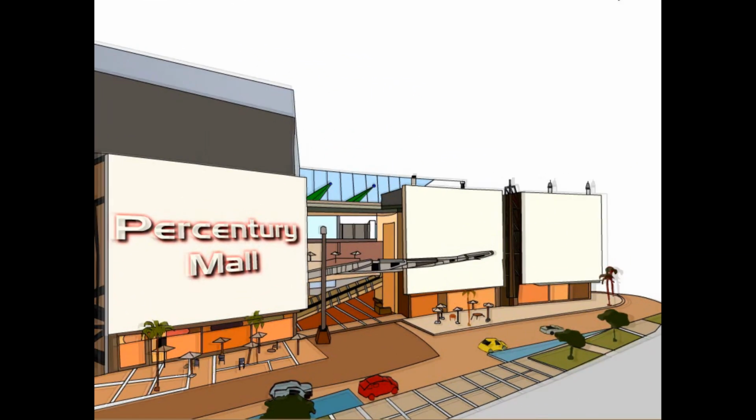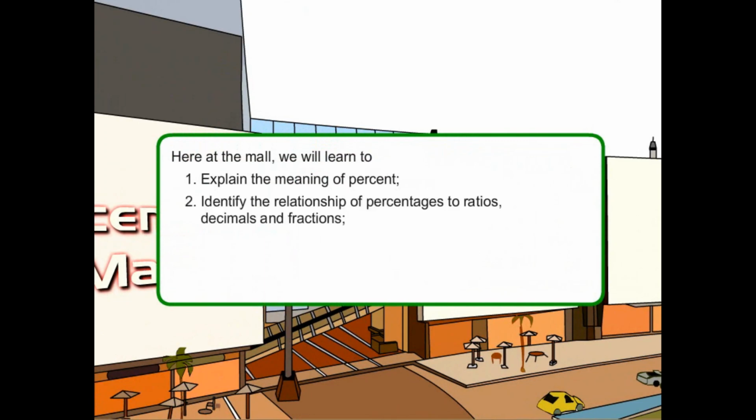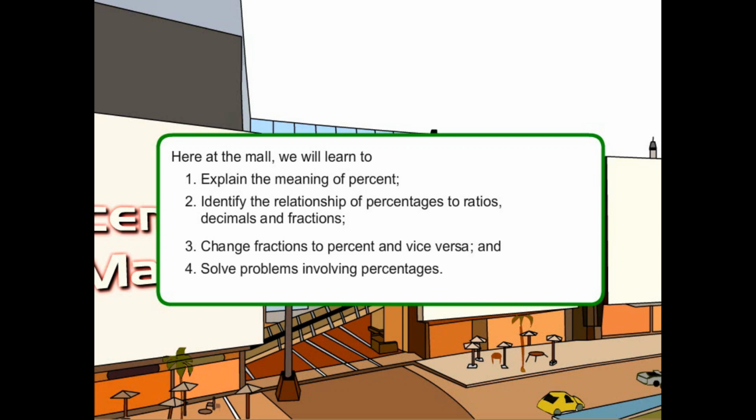Welcome to Per Century Mall. Here at the mall, we will learn to explain the meaning of percent, identify the relationship of percentages to ratios, decimals, and fractions, change fractions to percent and vice versa, and solve problems involving percentages.